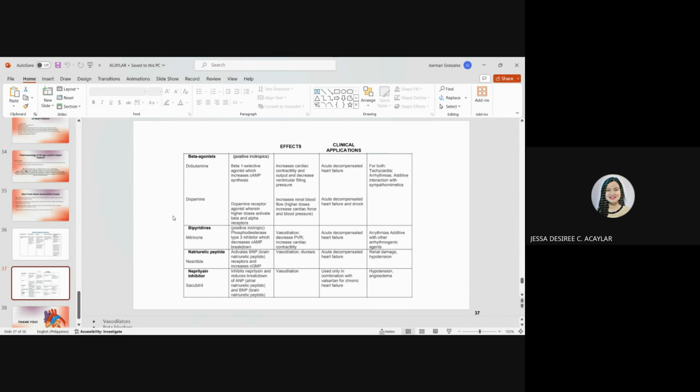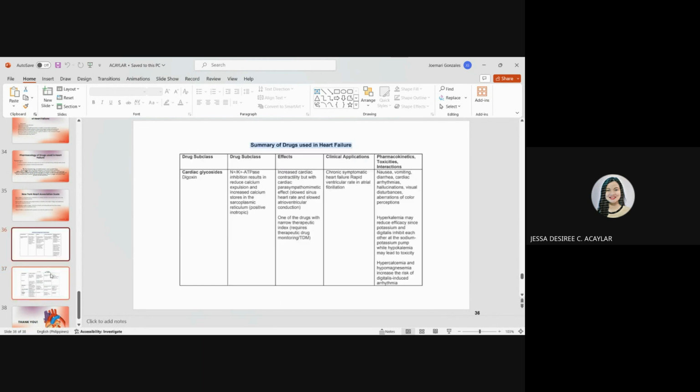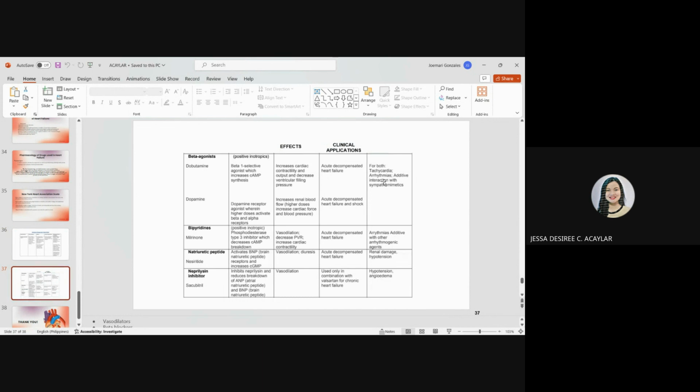mahihirapan pa. So, sa dobutamine, beta selective beta 1 selective agonist which increases the cAMP synthesis. It increases cardiac contractility and output and decreases ventricular filling pressure. Clinical application is for acute decompensated heart failure. For both tachycardia, arrhythmias, additive interaction with sympathomimetics.